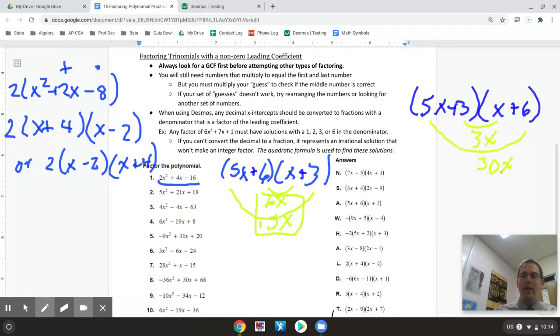Now, of course, some of you probably will not enjoy doing that a lot, so you can always use Desmos to speed you up, and here's how.